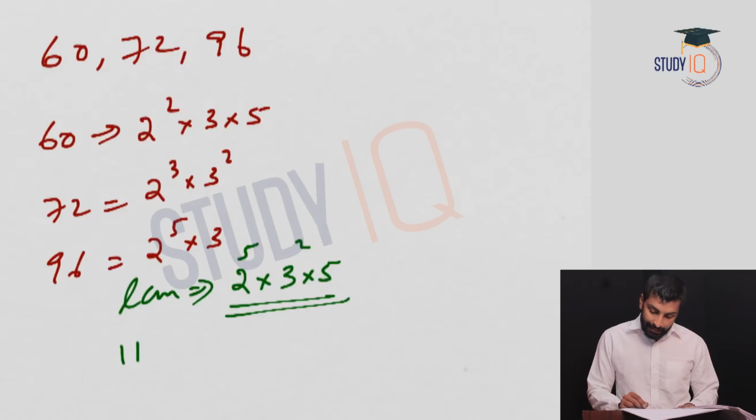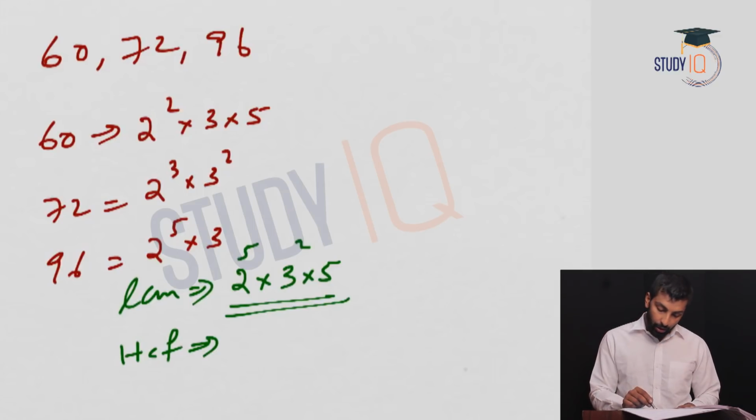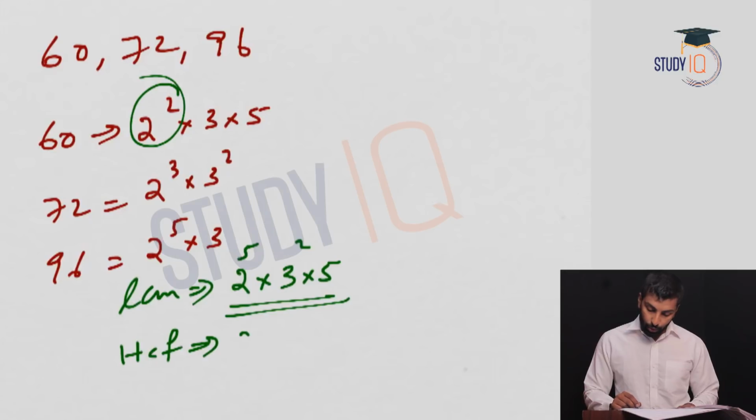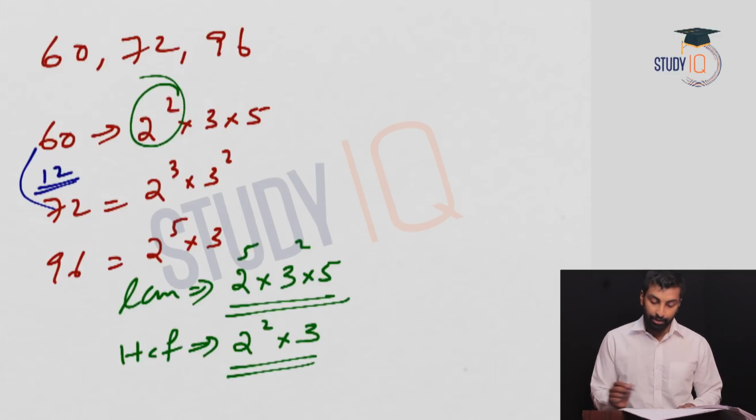But when it comes to HCF, you will take only those common terms. Right, so 2 and 3 are common, and how much 2 is common? Here only two 2's. So 2 square into 3. That's your HCF. Now for finding HCF, I have also given you one shortcut method, that is just taking the difference between these two, that is 12, and that's your HCF.